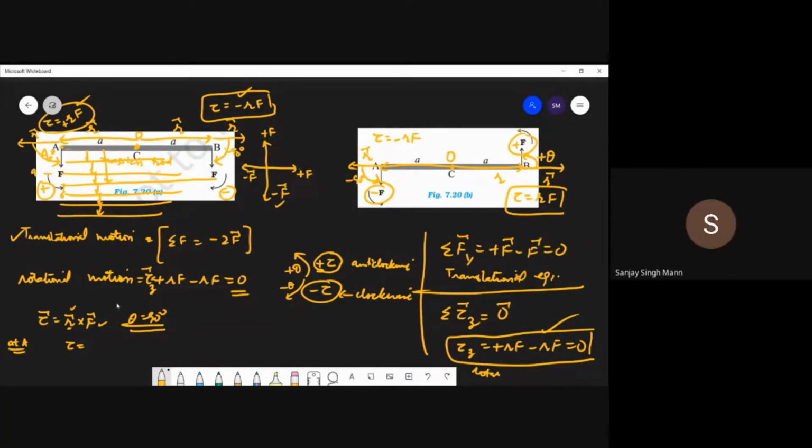Yes, this is positive and this is also positive, right? Both are positive. So this is also plus RF. So plus RF plus RF. This is not 0. This is plus 2 RF. Okay. So there will be translational equilibrium, but this rod will rotate with the torque acting on it, 2 RF. So this rod will rotate along this axis of rotation, in this direction.